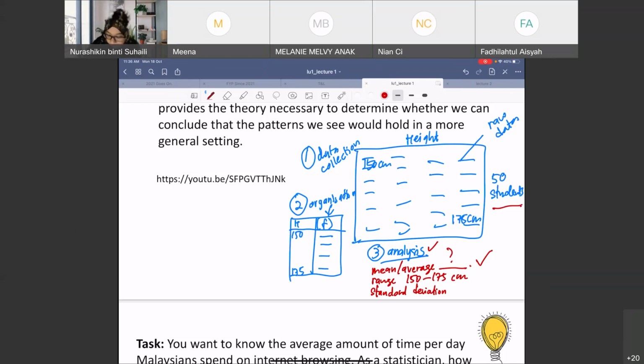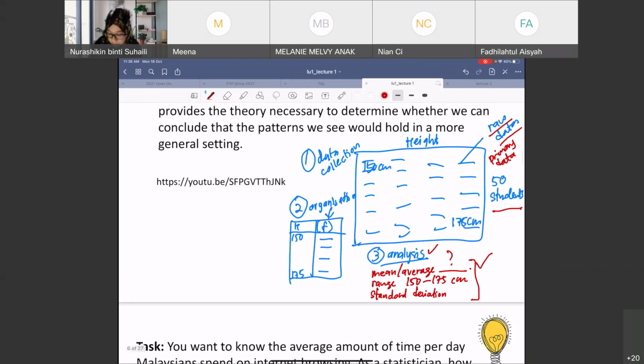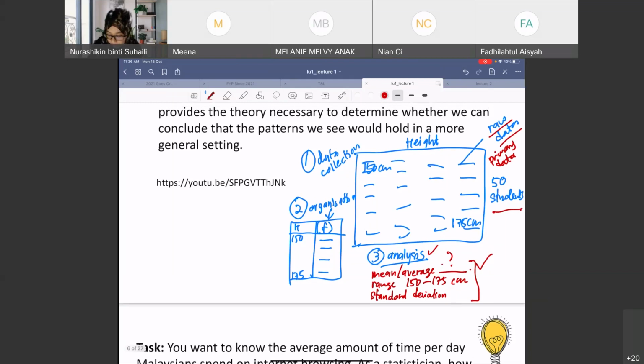So this information, let's say, is raw data, or we call it primary data. Raw and primary are the same. Primary means it's the first-hand data. Let's say when I calculate the average, I get 160 cm, and this is the range, and the standard deviation is maybe plus or minus 5 cm. This information is secondary data.